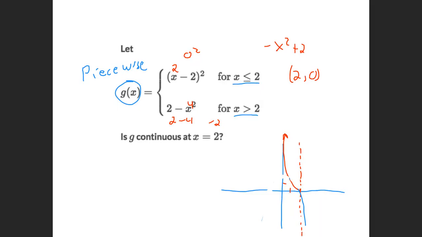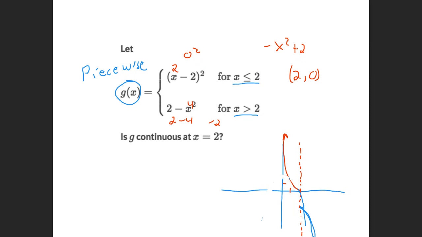This should be at 2, it should be way down here. It should be at negative 4. My graph, I was just freehanding it, so it should be way down here. This should be the part of the graph that you should see. It does not connect at all, and I can tell that just by plugging the number in.